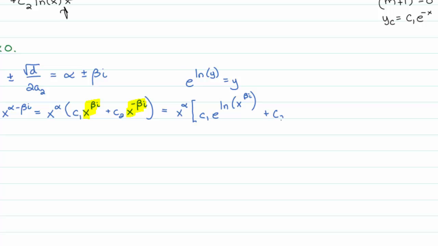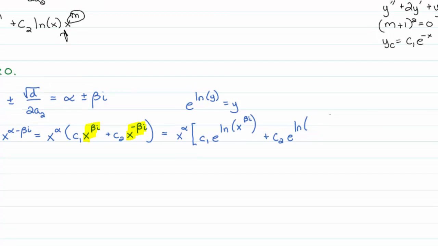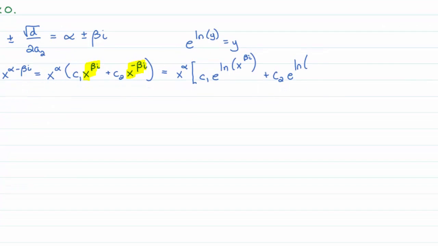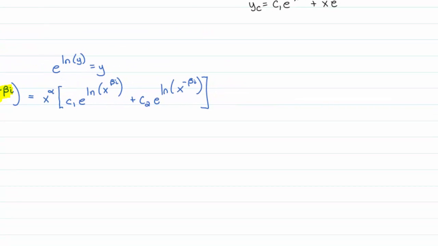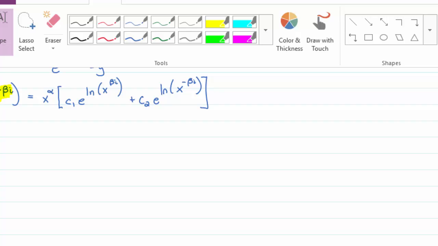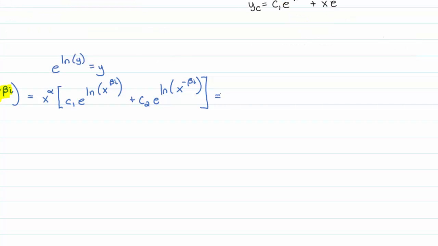Plus c2, again, e raised to the natural log of x, the exponent's negative. Sorry about that, I'm left-handed, so often when my hand hits the screen, things shift, but we get this. And now you know those exponents can be pulled out front, so let's go ahead and do that.